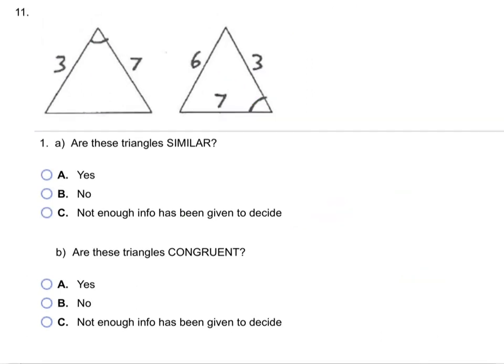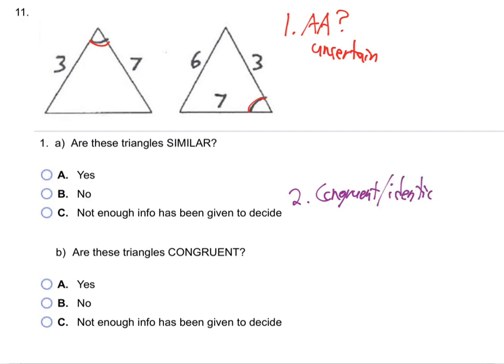All right, one more of these. First off, can we prove 2 angles are the same? No, we're uncertain. We only have one angle here and one angle here. That's all we know. Okay, well, down here, what can we do with congruent? Congruent, identical. Is there anything we can do to try to prove they're congruent or identical?